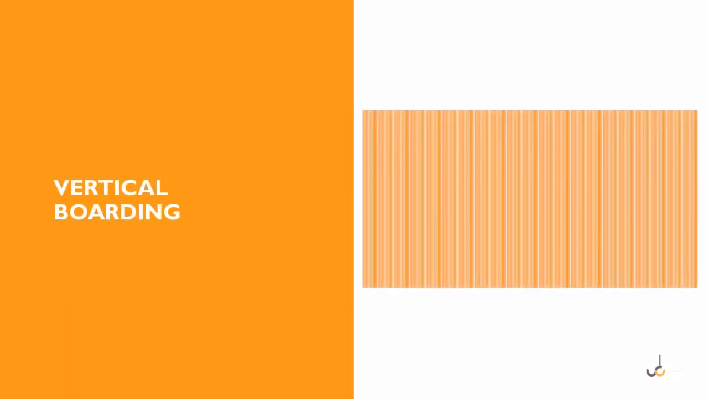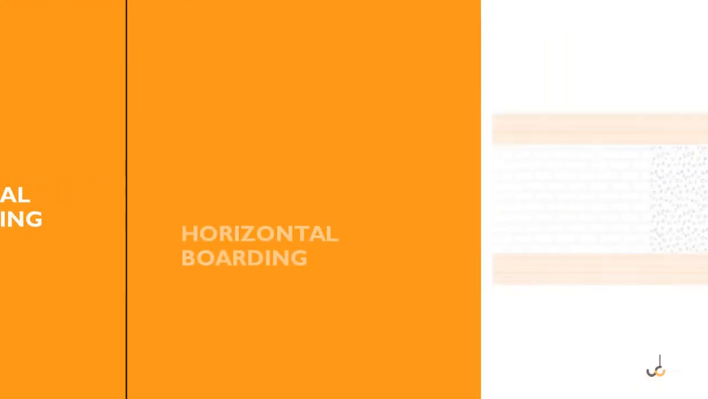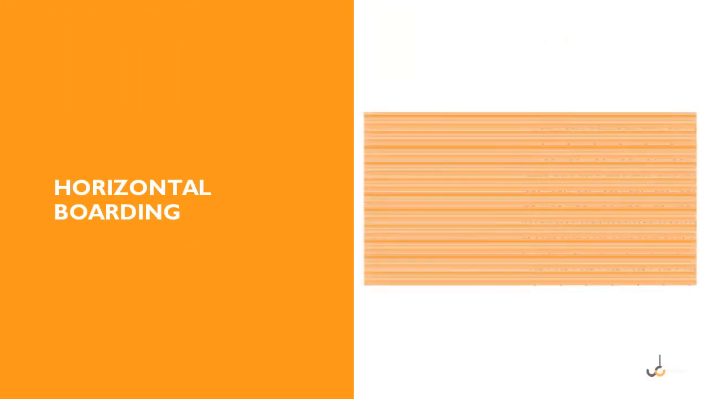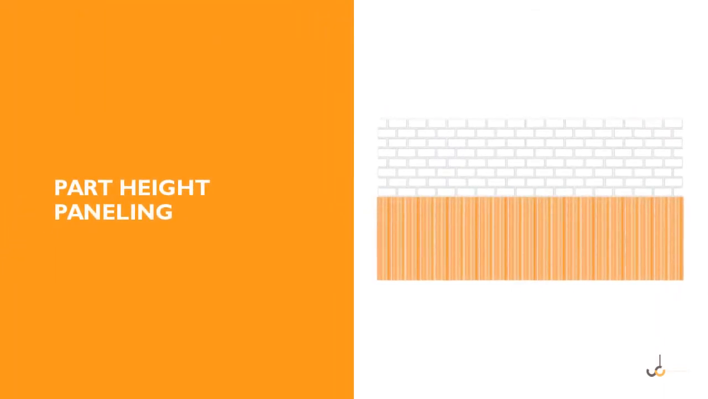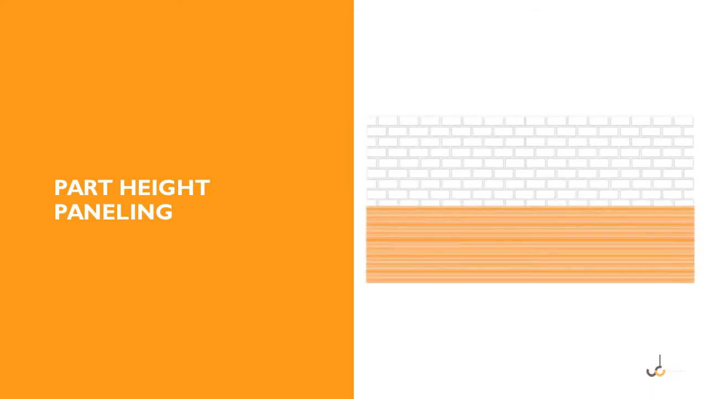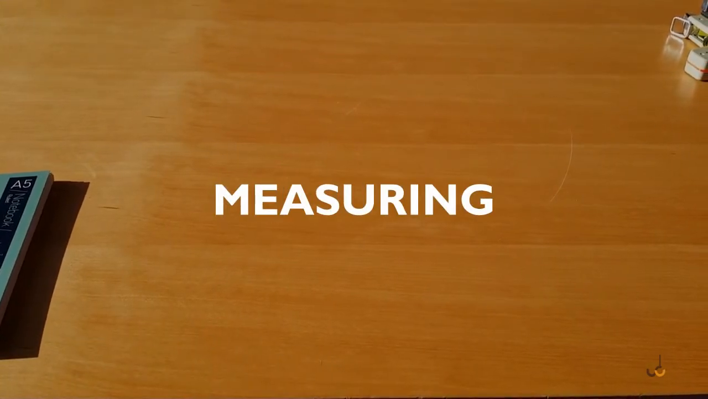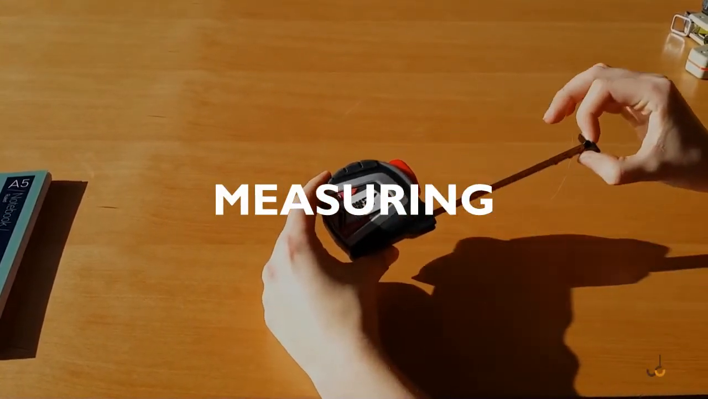So the boarding can be laid vertically or horizontally. Wall panelling may only be part height, and again you may choose a horizontal option. Now let's look a little closer at how to measure your area and the coverage you need.